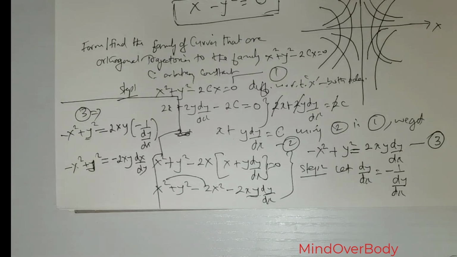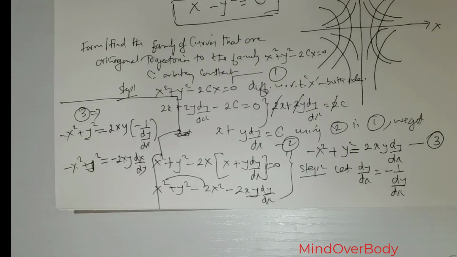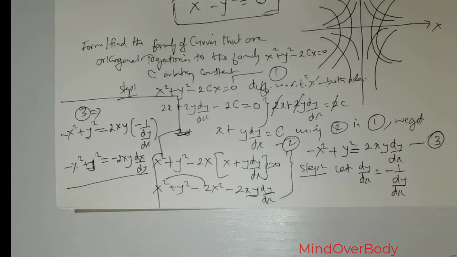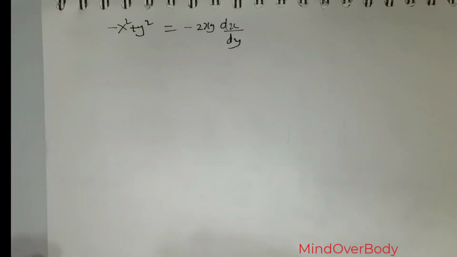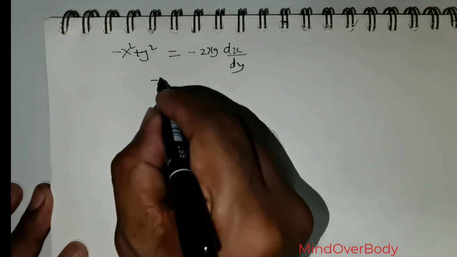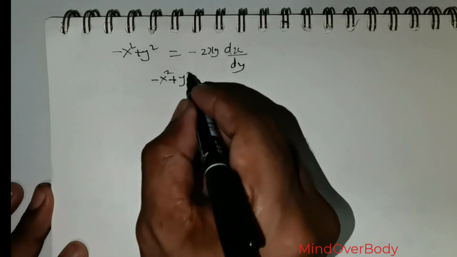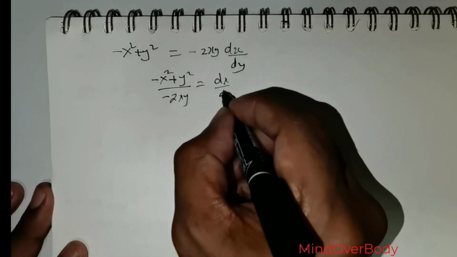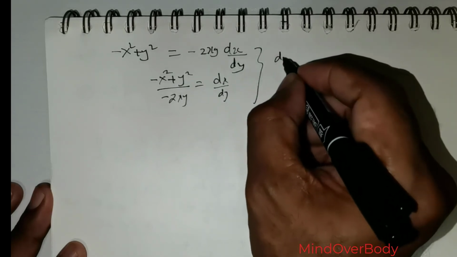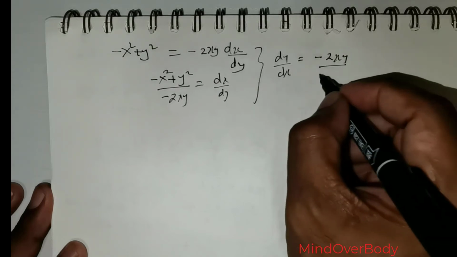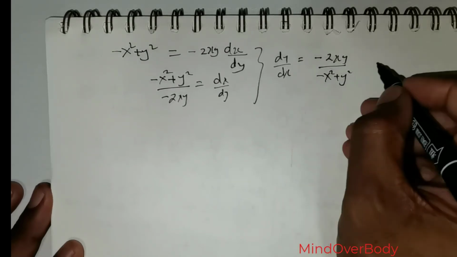So now I will have to do some manipulations so that we can solve this. This is our objective, so we will have to solve this. I will have to move to the next page and then I will solve that. So this is what we've got. So what I would do is rewrite this as minus x squared plus y squared divided by minus 2 times xy is equal to dx over dy, and from here dy over dx is going to be minus 2 times xy divided by minus x squared plus y squared.